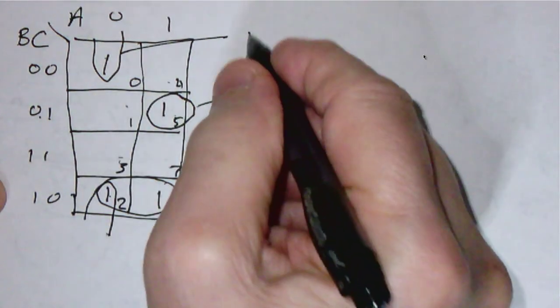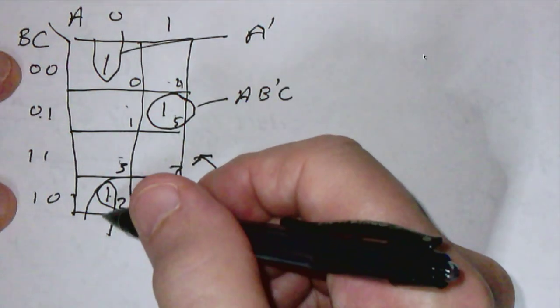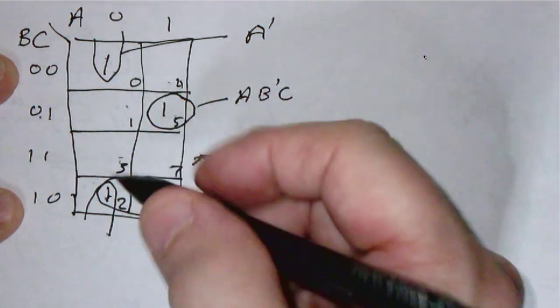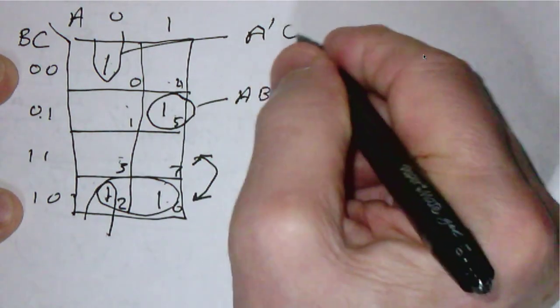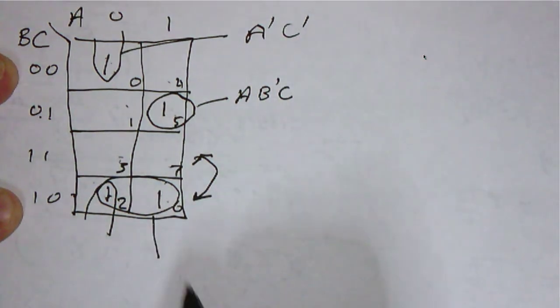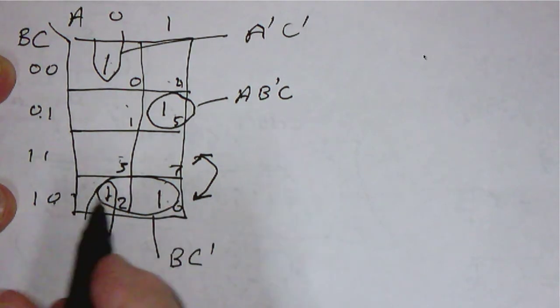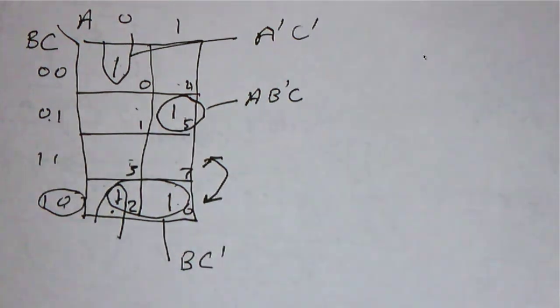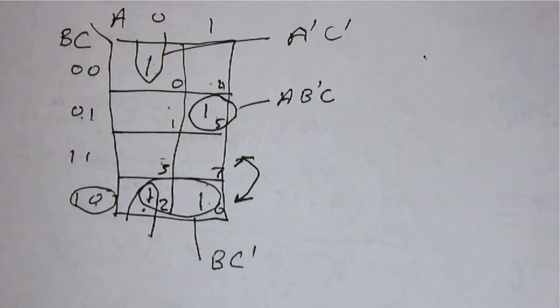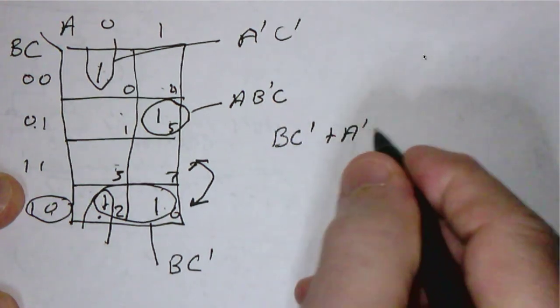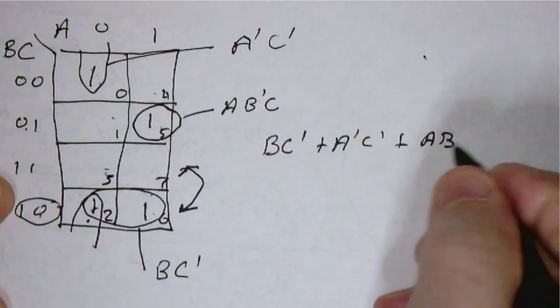This group of two, A is 0, so it's A prime. And up here, B is 0, but down here, B is 1. So the B term drops when we combine these two boxes. Then C is 0, so it's C prime. So that's A prime C prime. And then this group of two, clearly over here A is 0, there it's 1, so A drops. So we're just left with B C prime. When you have a row or part of a row, it's always pretty easy to read it off right there. And then you just have to figure out what drops if it's a four variable problem. So our final answer is B C prime plus A prime C prime plus A B prime C.